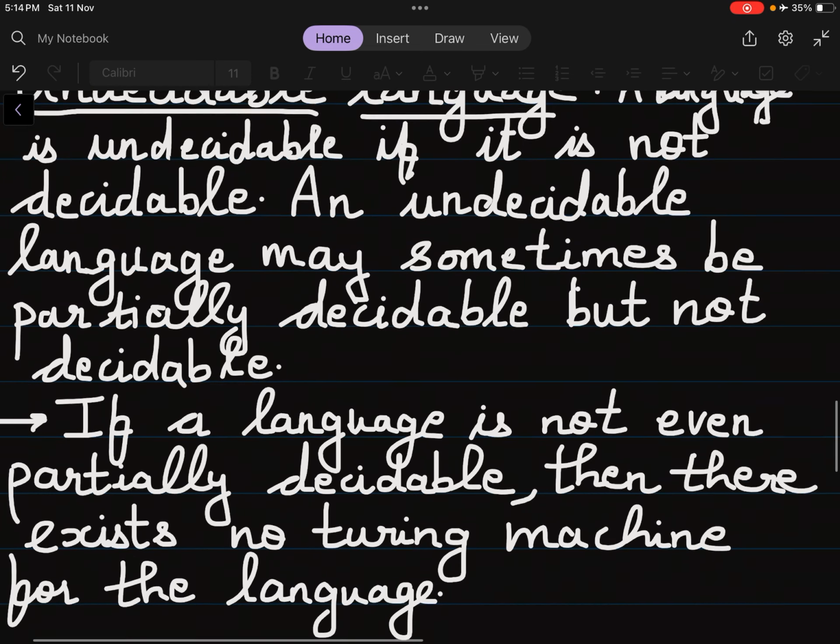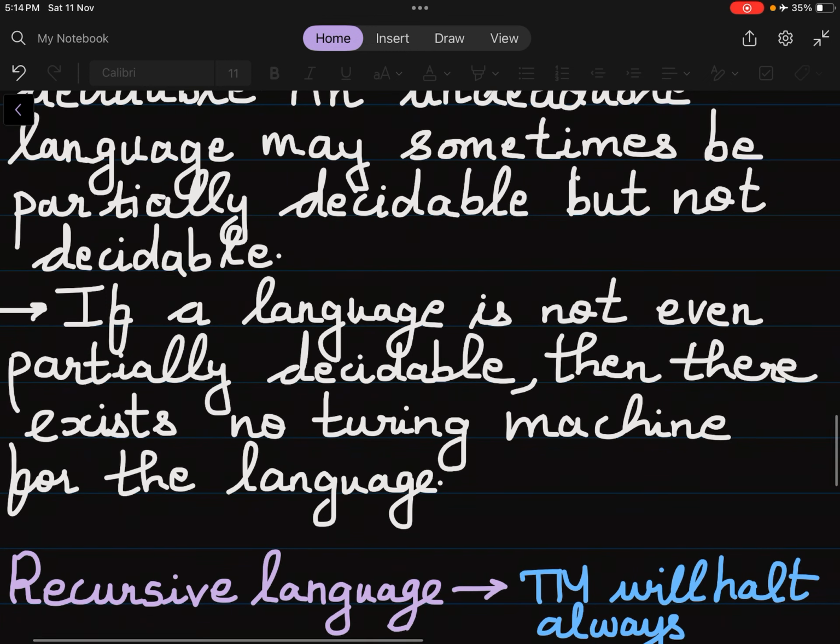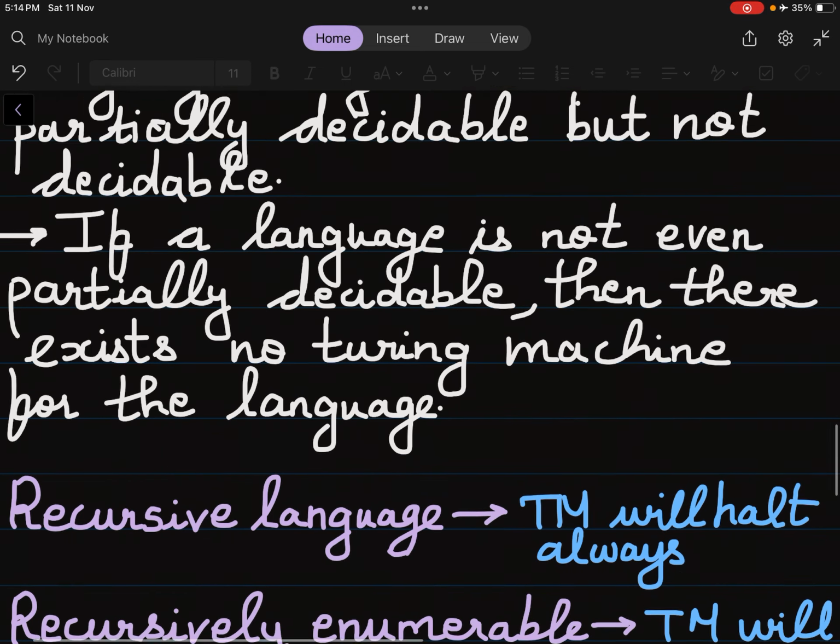If a language is not even partially decidable, then there exists no Turing machine for that language, and such a language is an undecidable language. When you have no Turing machine for a particular language, we say that the language is undecidable. When no Turing machine is possible for that language.